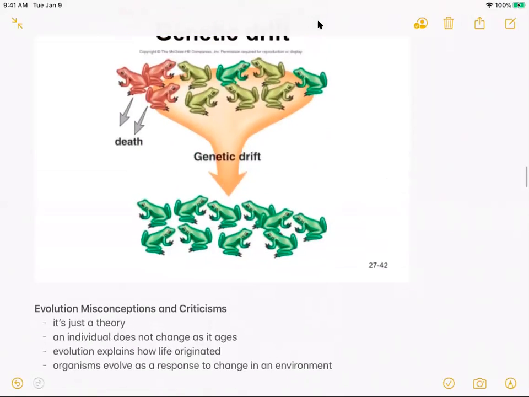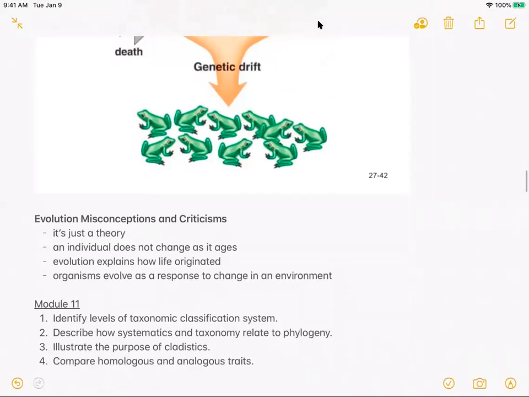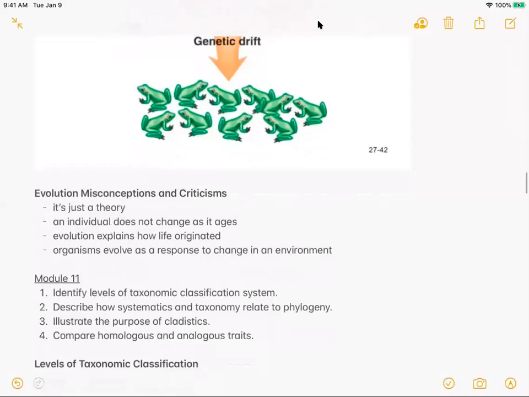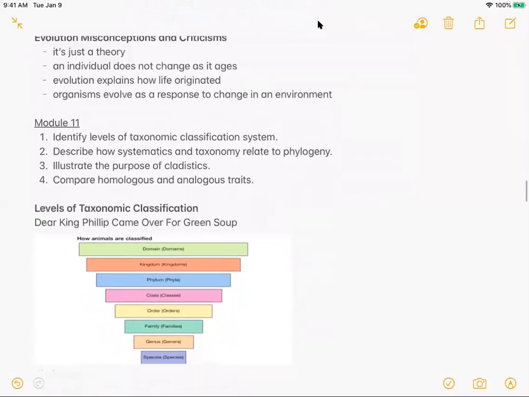So that's pretty much module 10. Are there any questions before moving forward? Okay. So we'll move on to module 11.